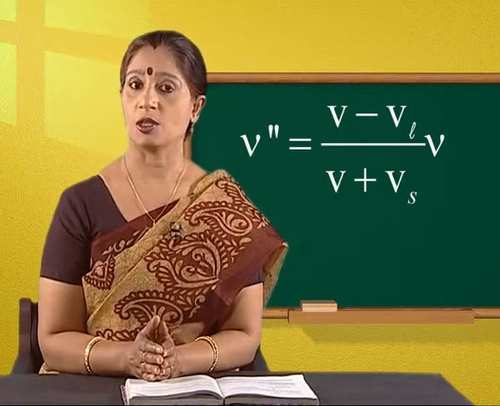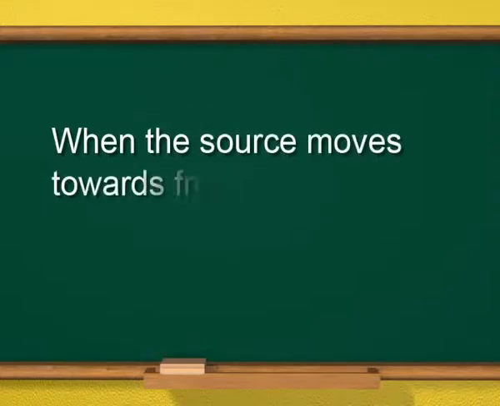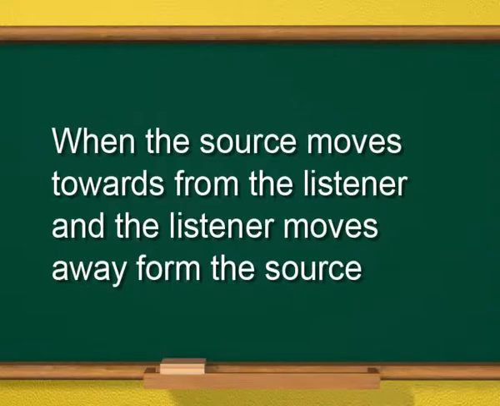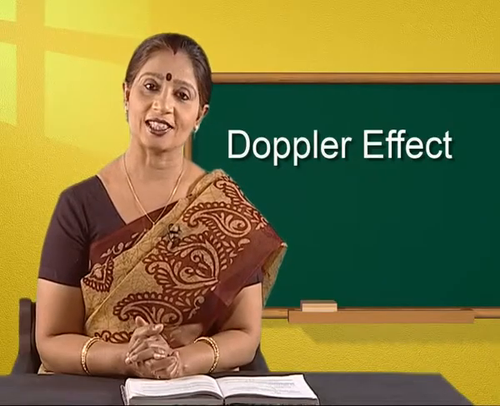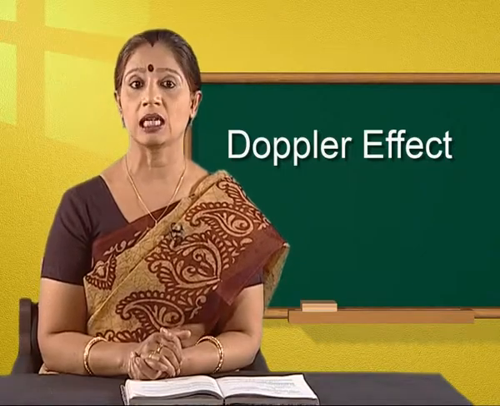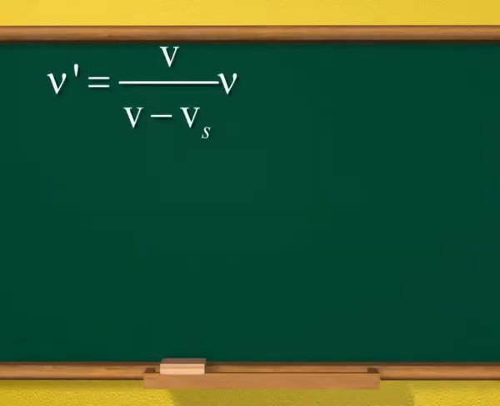There is one more possibility, that is when the source moves towards the listener and the listener moves away from the source. In such a case, apparent frequency due to source moving towards the listener, nu dash, would be equal to v by v minus vs into the original frequency nu.